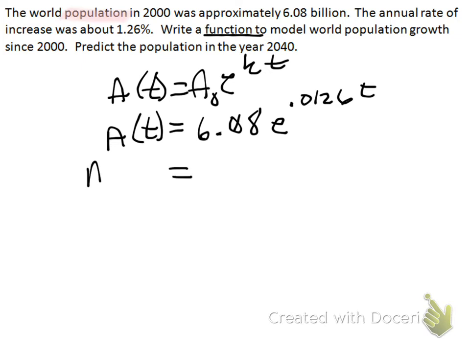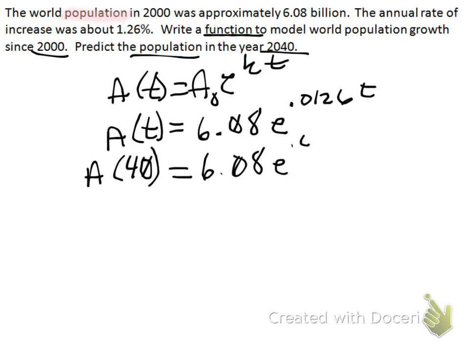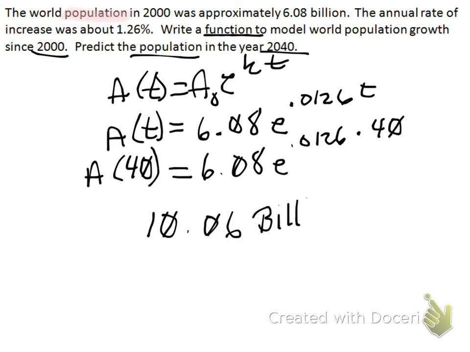My ending amount, well, we want to know what's going to be the population in 2040. If t equals 0 is at year 2000, then t equals 40 must be year 2040. So I want to know what happens 40 years later. So we will have 6.08 e to the 0.0126 times 40. And if you plug that into your calculator, you should get the population will be 10.06 billion.